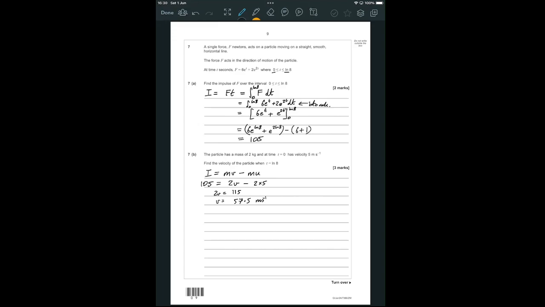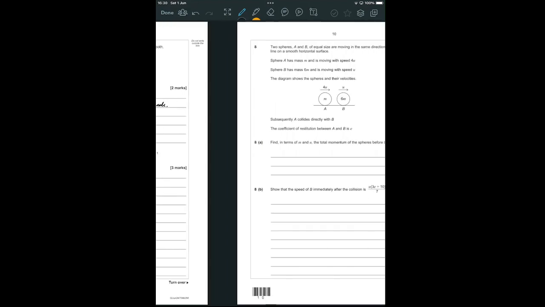Really gained quite a lot of speed there in 3 seconds. And then again, I shouldn't be too surprised. It is being impacted by an exponential force. They get very big very quickly.